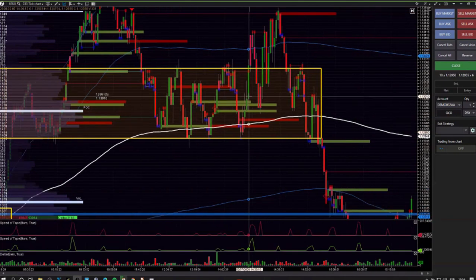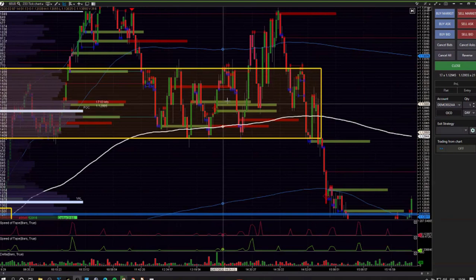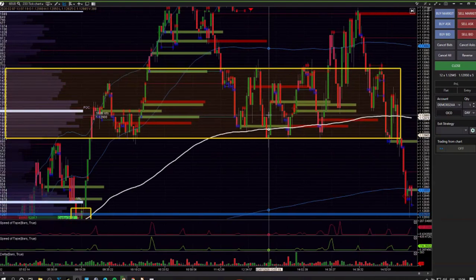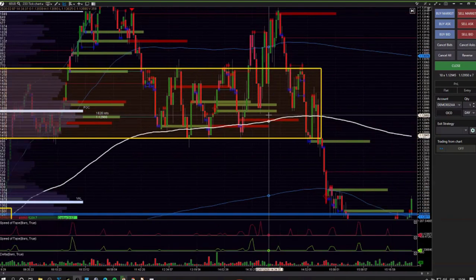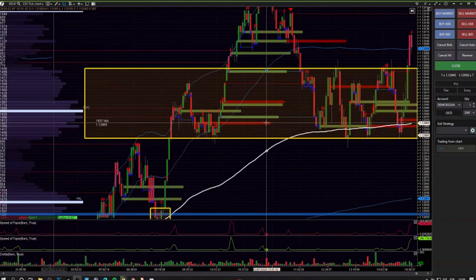You can use this as an entry point or a protection area, depending on the trade you are taking. That's why it's very important to see the point of control. I don't know if you have it clear now, Jaime.